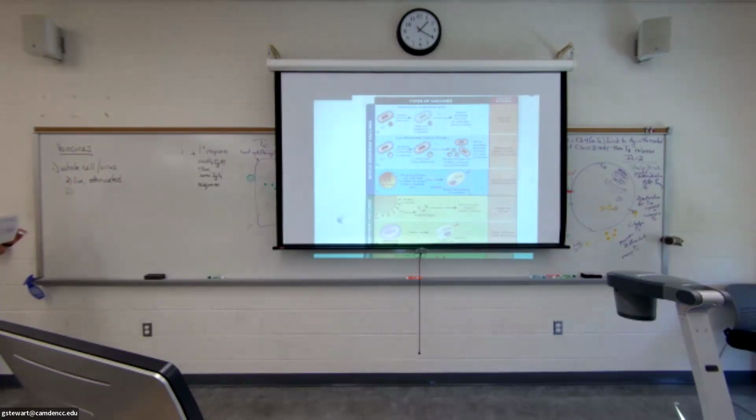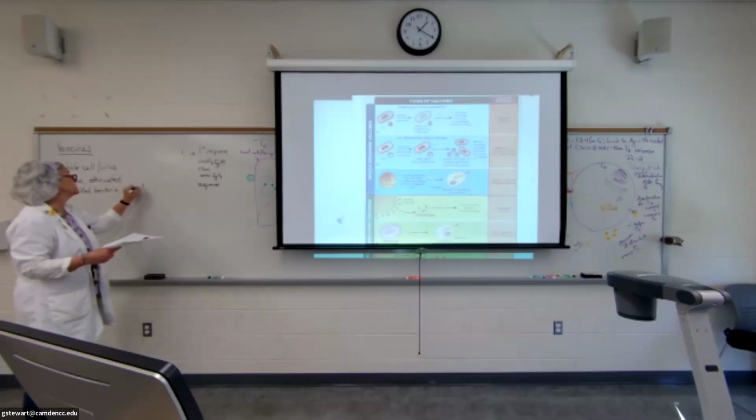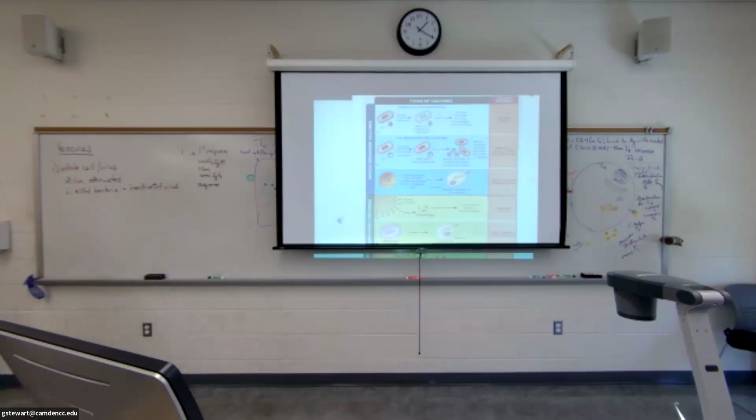Another type of whole cell is killed. Killed cells, like killed bacteria, the whole thing though, or an inactivated virus. So a virus that's not able to reproduce, multiply, right? Viruses are not living things.